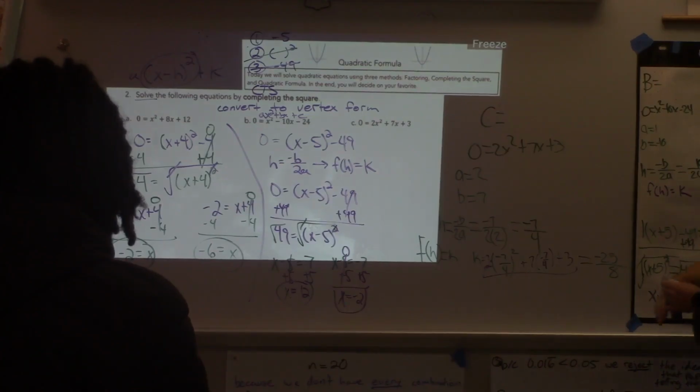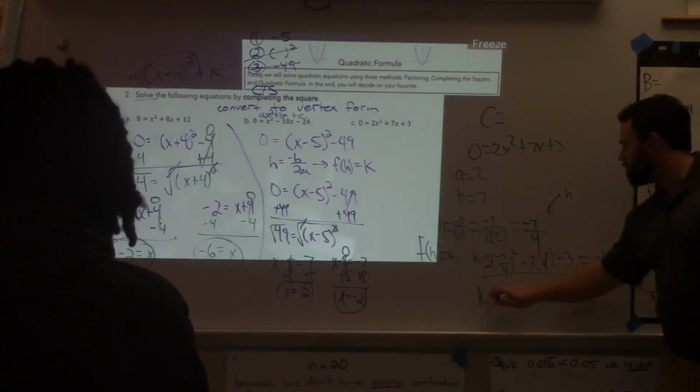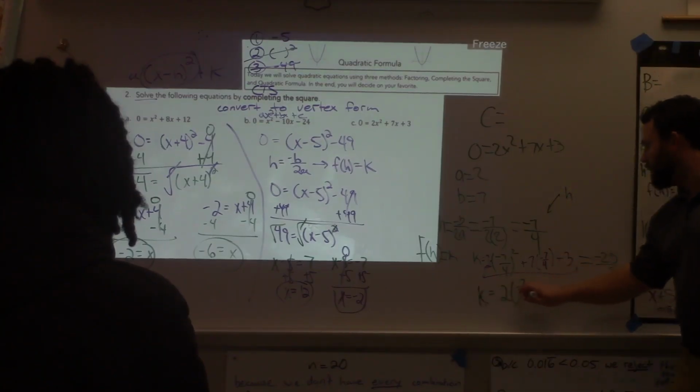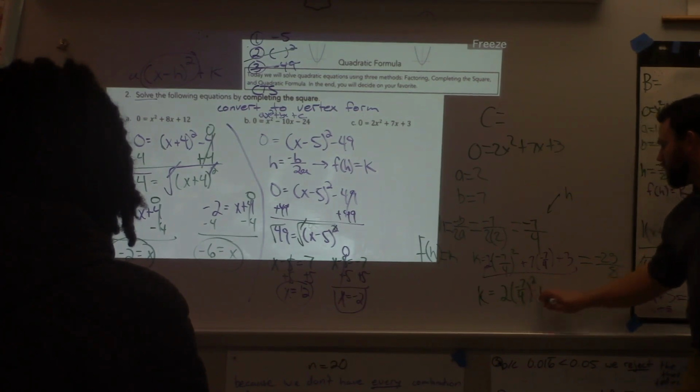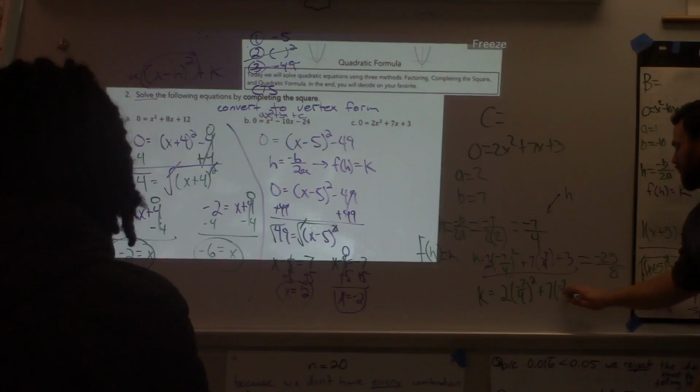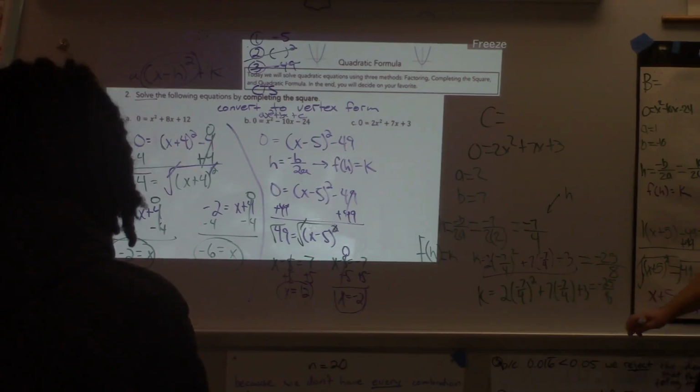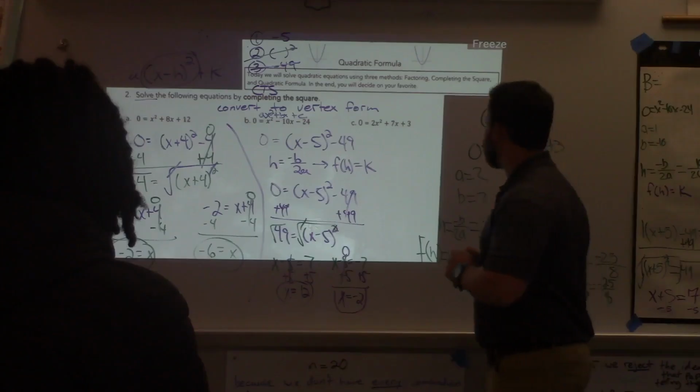And then for those of us who freaked out, yes, so this is my value for h. For the value for k, you just have to be careful typing it in. And you get negative 25 divided by 8. Well, that's our k, right?